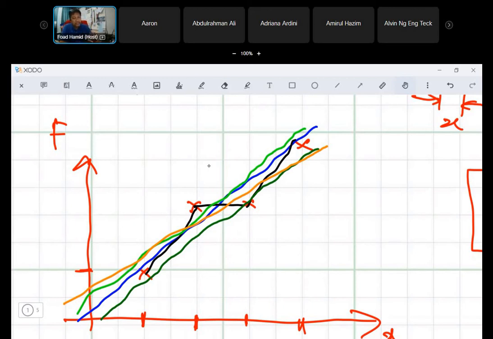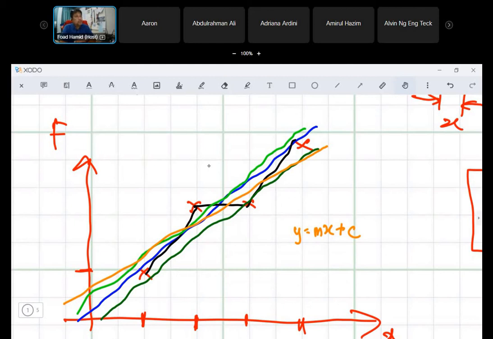So how can we determine which is the best line, and what is the equation of the line? Because a straight line is basically y equal to mx plus c. So which one? Is it this one? Is it the black one? Is it the blue one? Or is it the light green one? So this is the issue here.